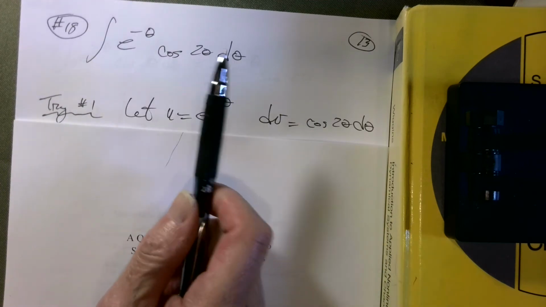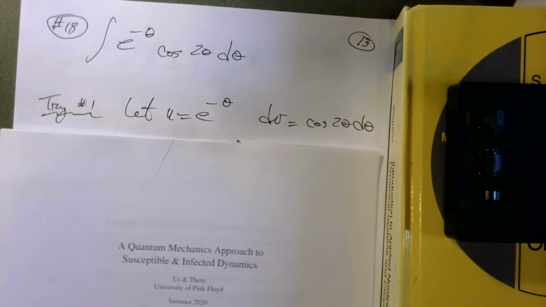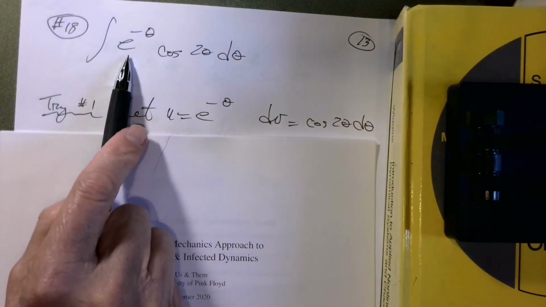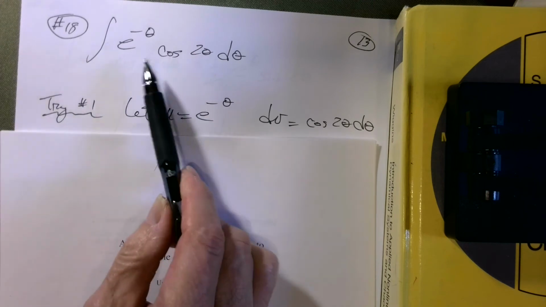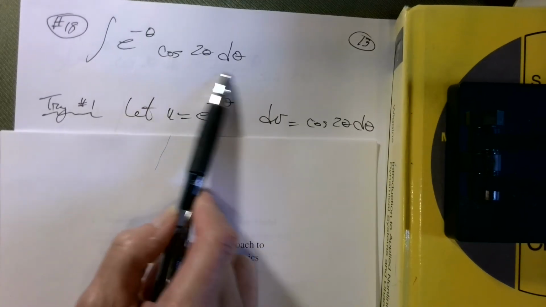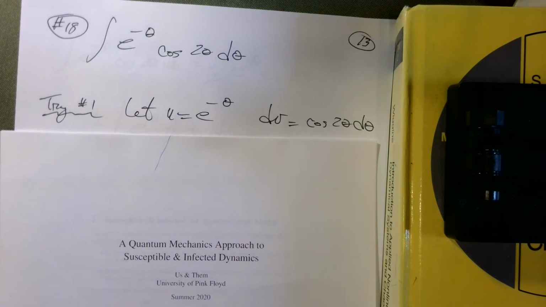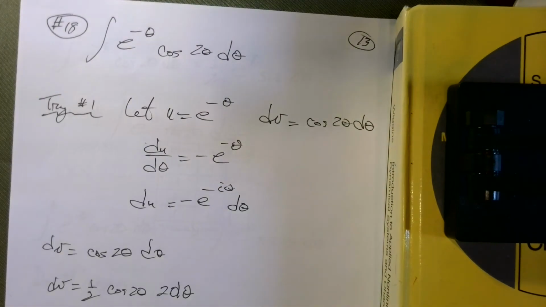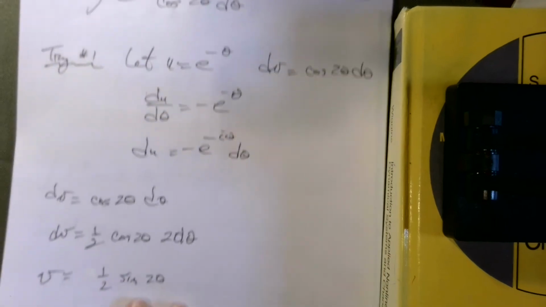So I'm just going to try something. Suppose I let u be my e to the minus theta. Whatever is left over has to be my du. I mean my dv, excuse me. Okay, so if we do that, we differentiate du.